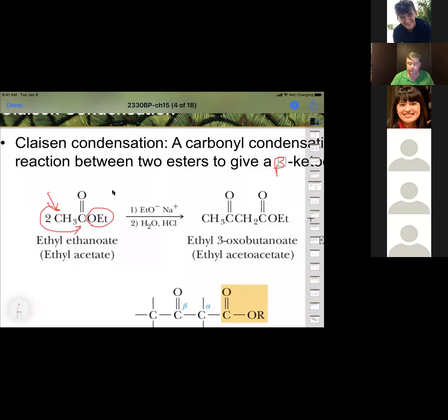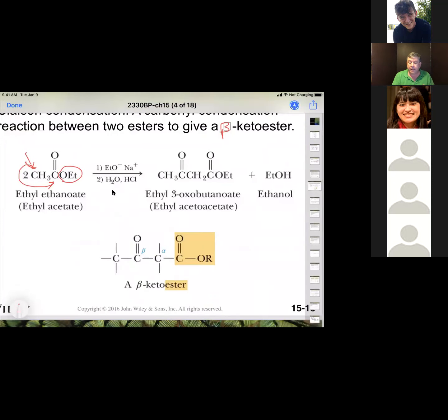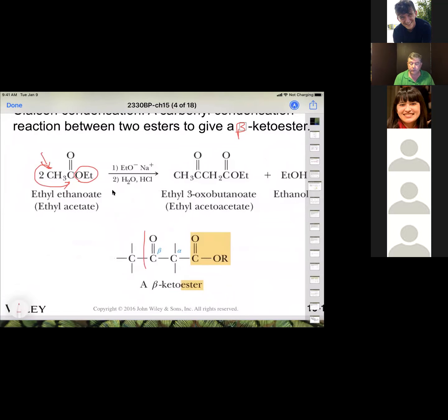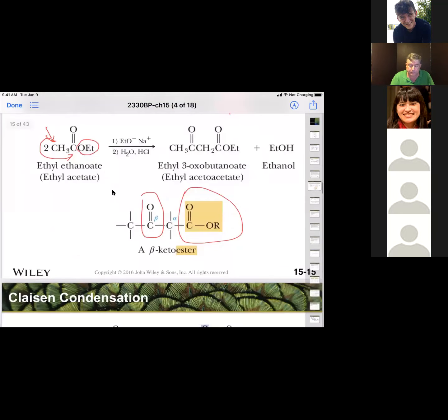Okay, but why do we end up with a ketone? We need to figure that out. Okay, we end up with a beta keto ester, meaning the ketone is beta to 1 ester. Okay. Why did we end up with this? We ended up with the hydroxy compound last time. Okay, so let's talk about it.